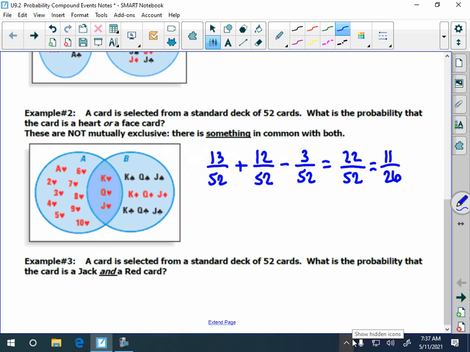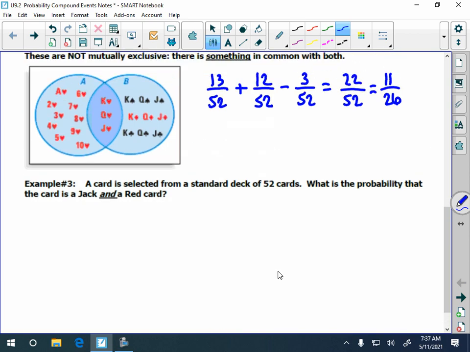And then example 3, cards, again, randomly selected from a standard deck of cards. What's the probability the card is a Jack and a red card? All right, so kind of think how this would look. Okay, you can look at, in the Venn diagram, you would have everything, the Jacks and the reds, what's in common is all we're looking for. So you could list out this Venn diagram, but remember, this is an and problem, not an or problem. So all we're looking for is the intersection part.